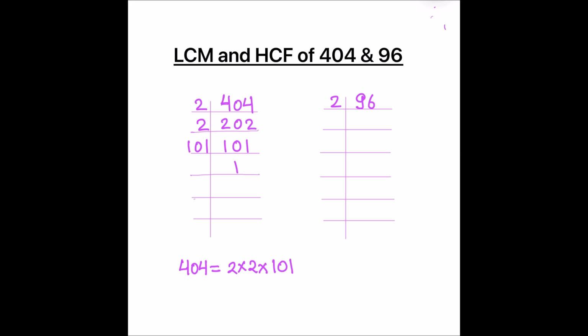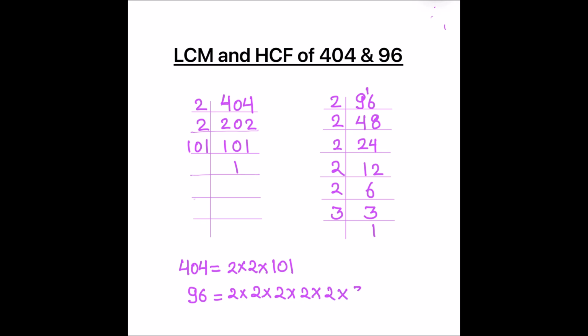Now let's find the factors of number 96. So 2 times 4 is 8, 1 is remainder, this becomes 16, 2 times 8 is 16, 2 times 2 is 4, 2 times 4 is 8, 2 times 1 is 2, 2 times 2 is 4, 2 times 6 is 12, 2 times 3 is 6, and 3 is a prime number, it is only divisible by 3, 3 times 1 is 3. So the factors of 96 will be 2 times 2 times 2 times 2 times 2 times 3.